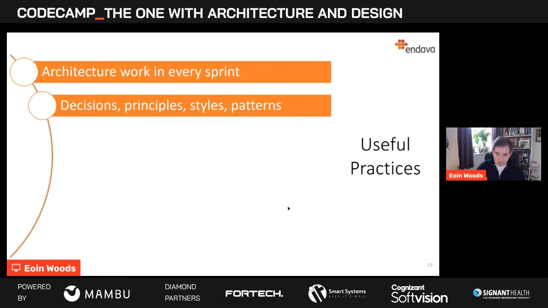Do we understand our architectural style? Have we got good codified patterns for all of our common problems? Do we know what principles we want to follow when making decisions? Do we know what our architectural decisions are?